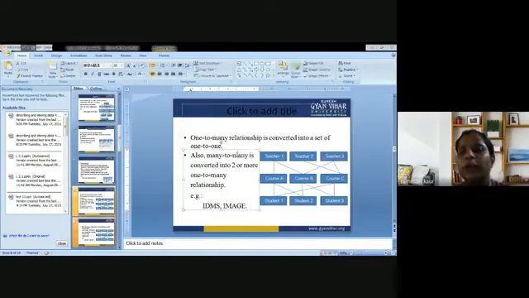In addition, there are more terms associated with the same. A one-to-many relationship is converted into a set of one-to-one. Also, many-to-many is converted into two or more one-to-many relationships. DBMS images.